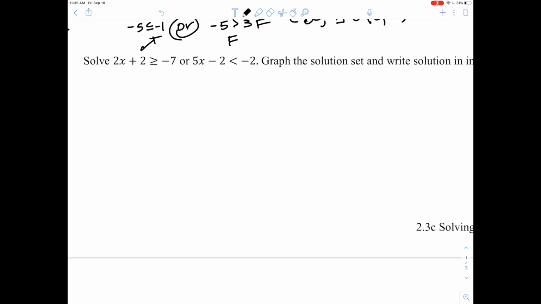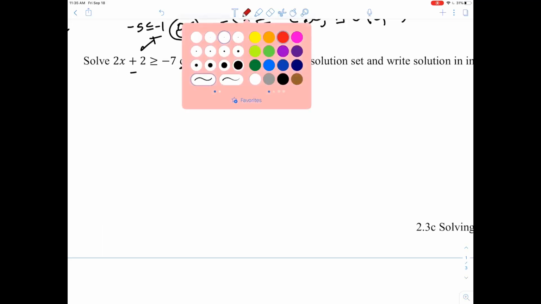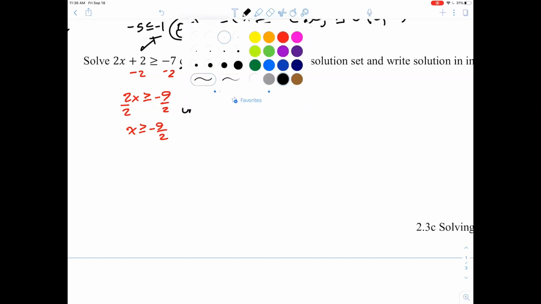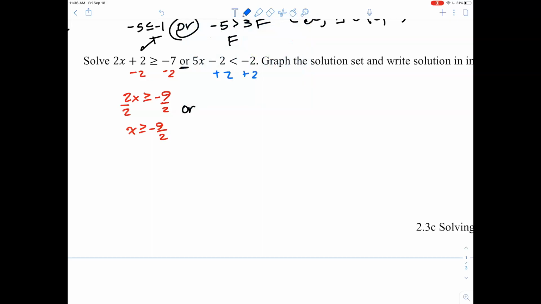Okay, so again, we have a disjunction because of the word or. So we're looking for everything that they have in common and every solution that they have that is unique because unions are inclusive. So we'll subtract 2, 2x is greater than or equal to -9. Divide by 2, x is greater than or equal to -9/2. Or add 2, 5x is less than 0. Divide by 5, x is less than 0.